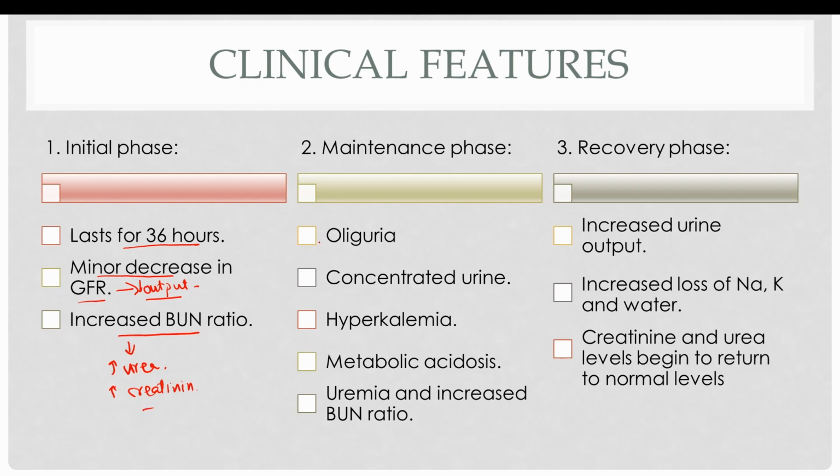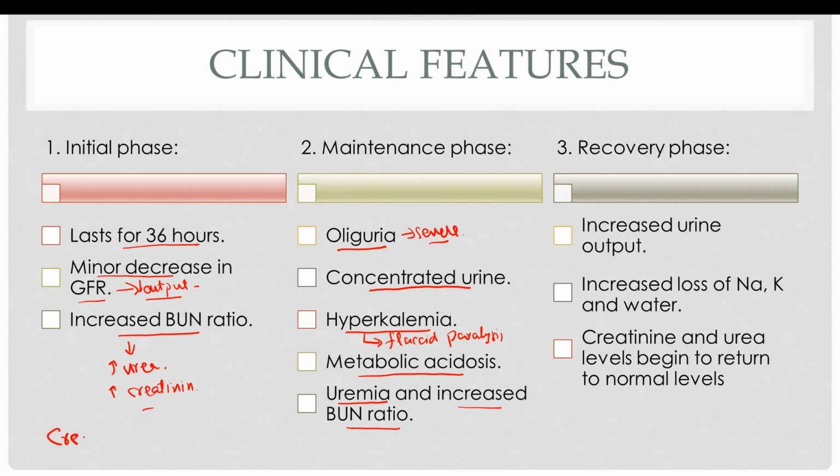The next phase is the maintenance phase, where oliguria becomes severe due to decrease in the GFR and progression of the disease. The urine becomes concentrated. Since there is less volume of urine and decreased excretion of urea and creatinine in the urine, hyperkalemia is a deadly complication which can result in flaccid paralysis of the heart, resulting in cardiac failure. Metabolic acidosis is present. Then there is uremia, which means increased urea in the blood and increased blood urea nitrogen ratio. So the urea and creatinine levels start to rise in the blood.